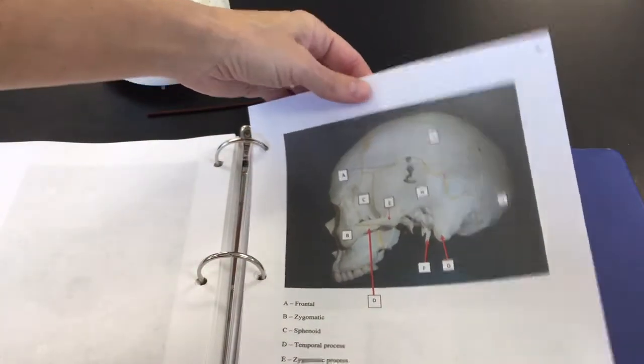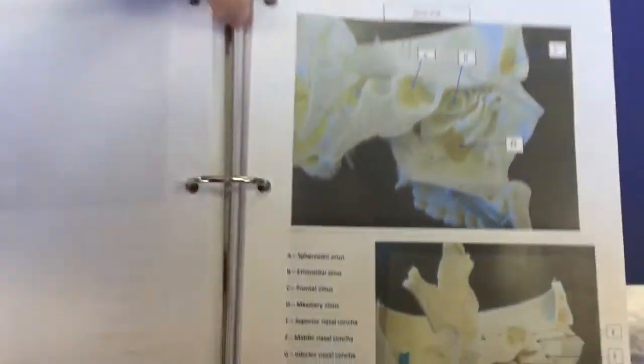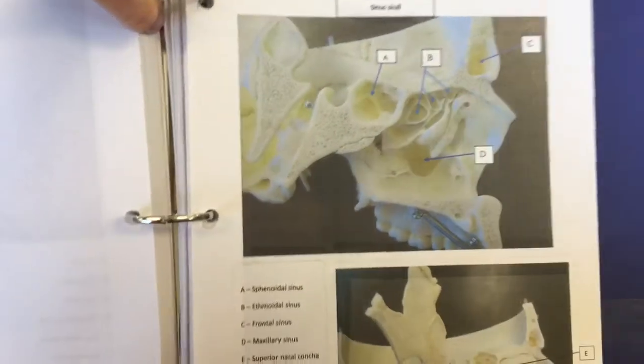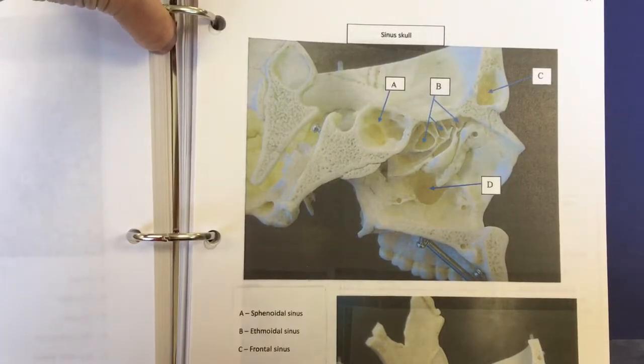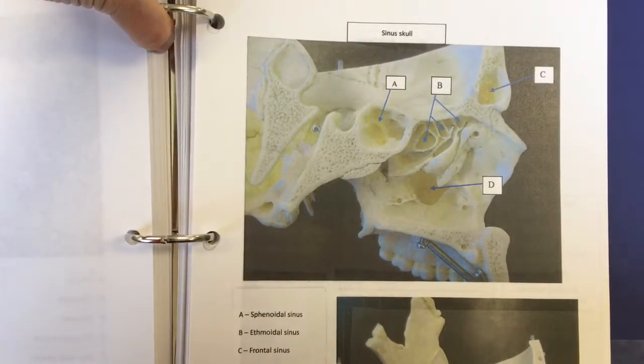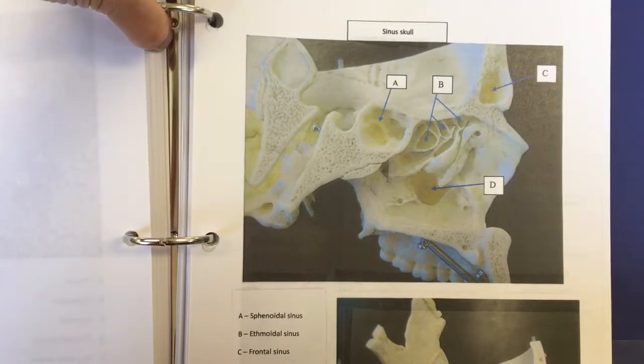Page 66 is review, so we're going to skip past that. Page 67 is the sinus skull. We only have one sinus skull at St. Paul College, and it's here in this lab. You won't be able to look at this in the science study room.